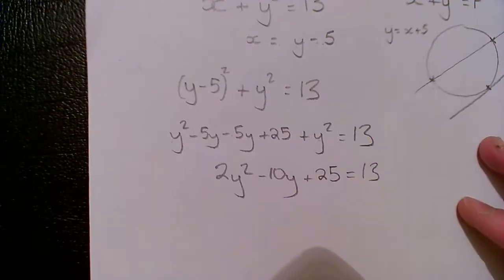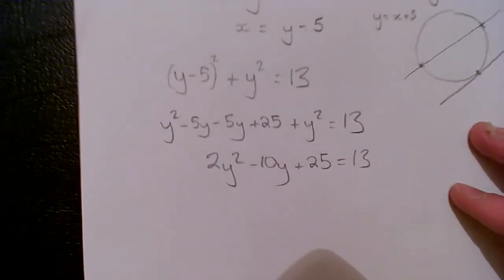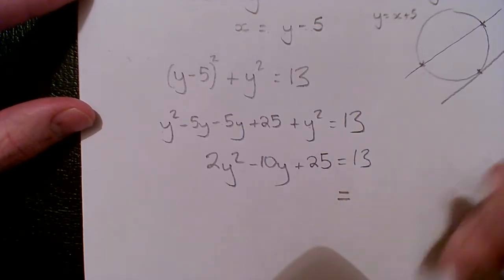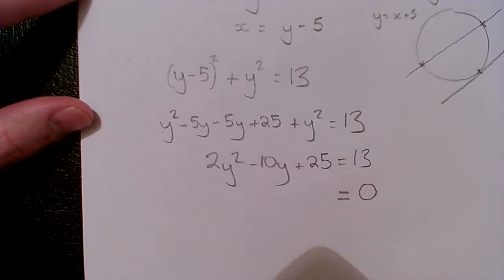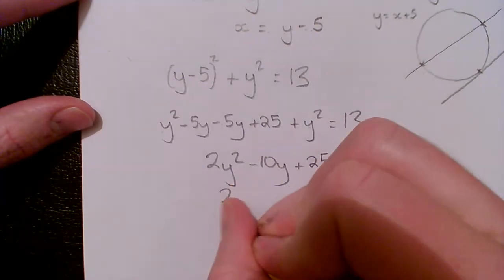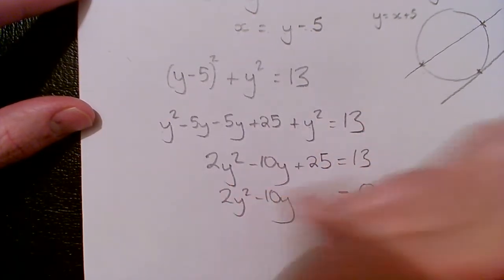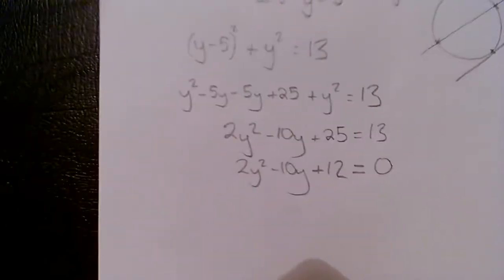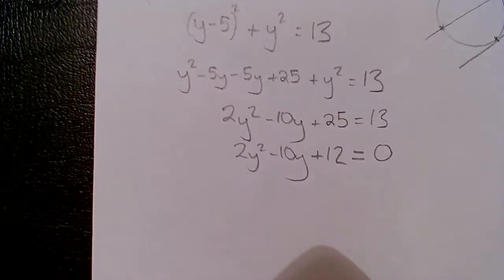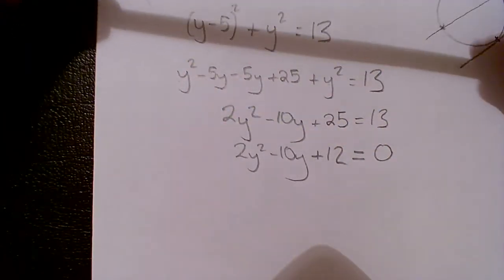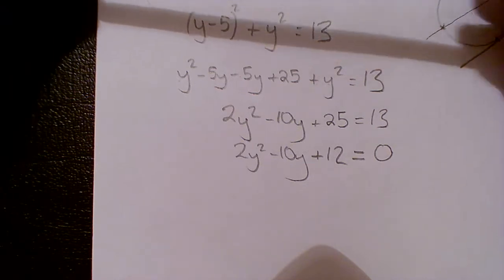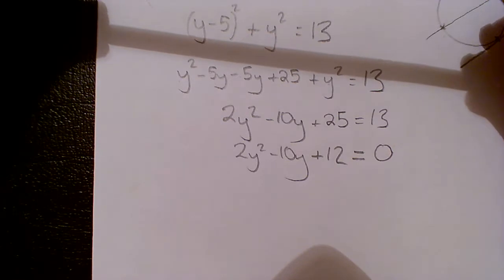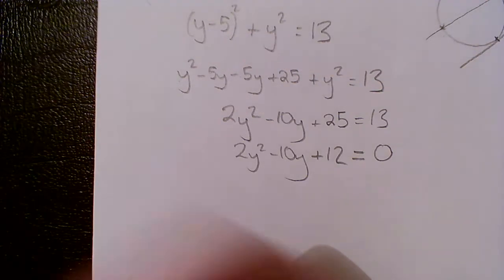Remember, I'm trying to solve this to work out what y is. So in order to solve, I need it to be equal to 0. So I'm going to subtract 13 from both sides. So I've got 2y squared minus 10y, and the 13 will come off here, leaving me with plus 12. And at this stage, we then need to solve the quadratic. We've got lots of different ways of doing that. We could use the quadratic formula. We could factorize it. We could complete the square. So there are quite a number of things that we could do.